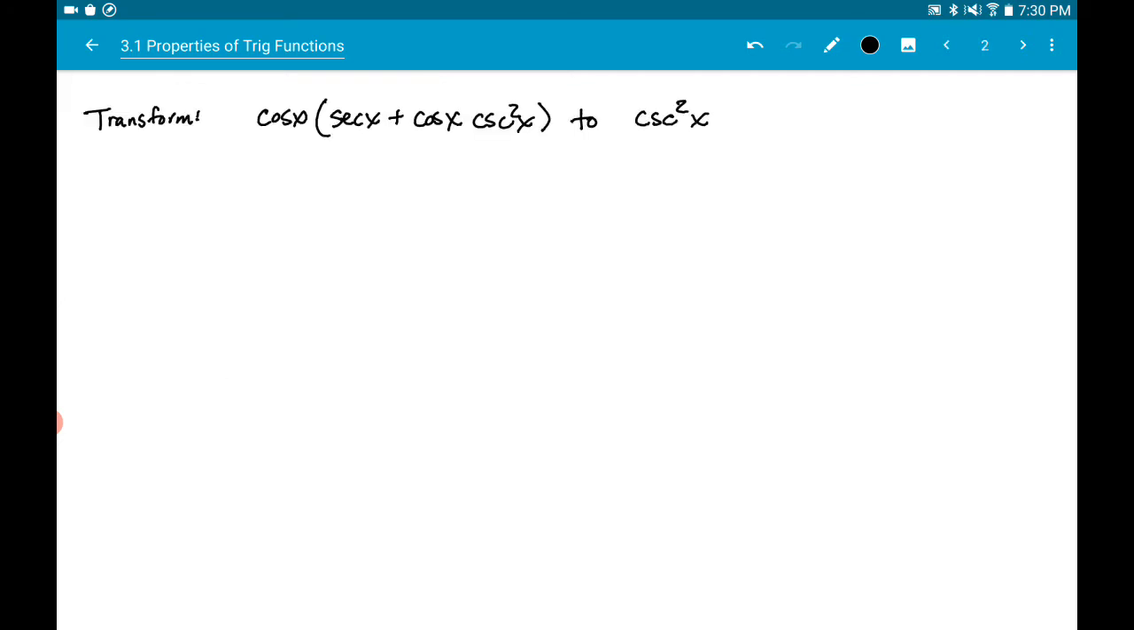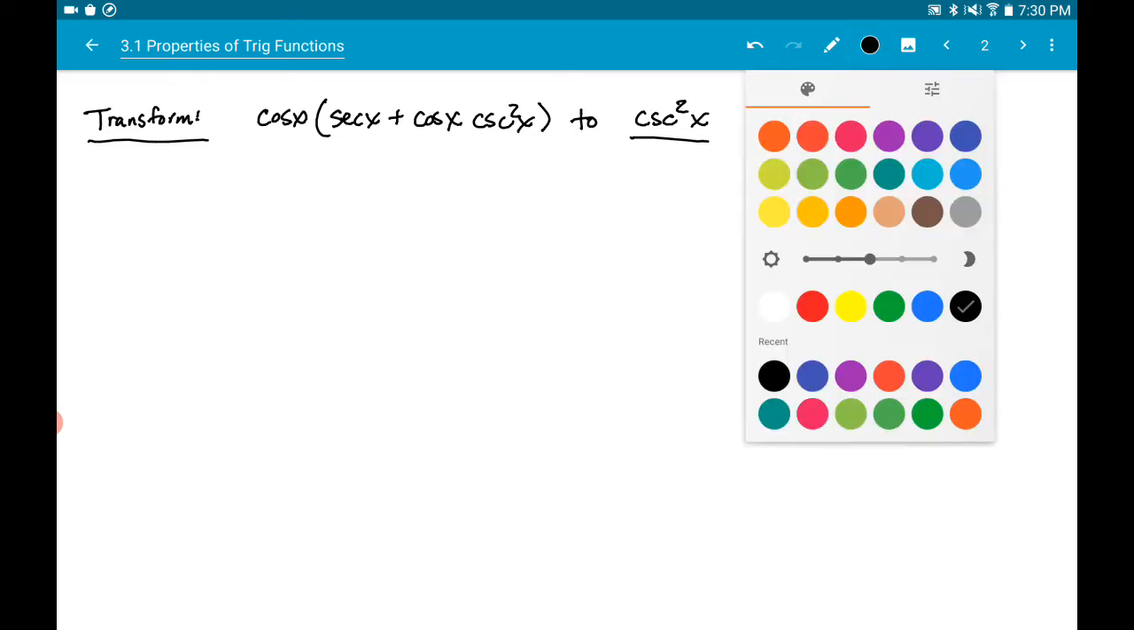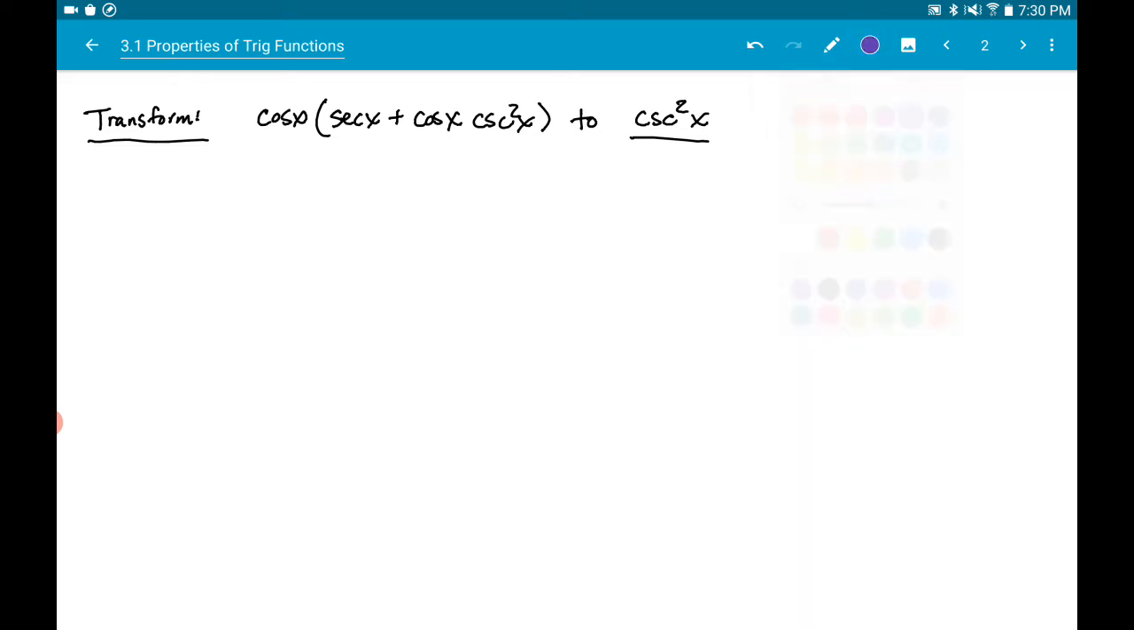All right, transform. We want to take the thing on the left side and turn it into the thing on the right side. So there's not a one size fits all. You gotta just practice and get experience. But one thing I see is the left side has a lot of terms and the right side only has one term, cosecant squared. So what I'm going to do is start by distributing and just see what happens, see if I can cancel something out.